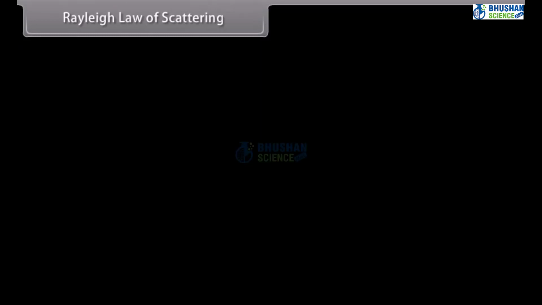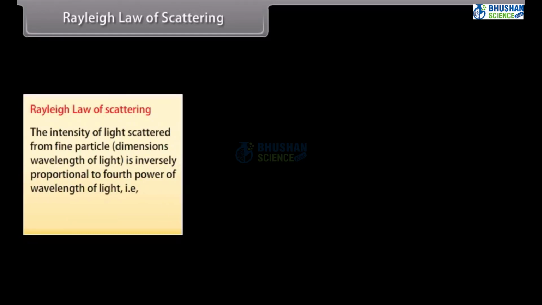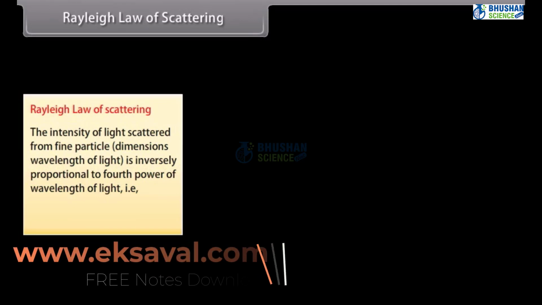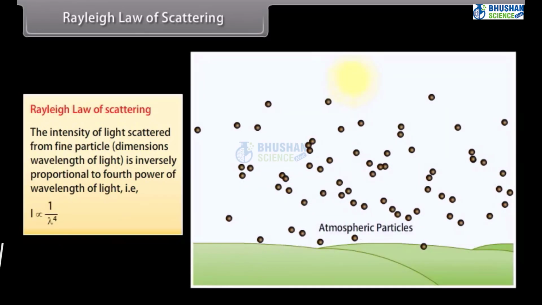Rayleigh Law of Scattering. The intensity of light scattered from fine particles, with dimensions much smaller than the wavelength of light, is inversely proportional to the fourth power of the wavelength of light. That is why we see a blue sky most of the time.